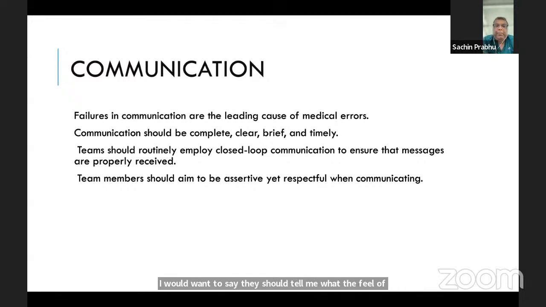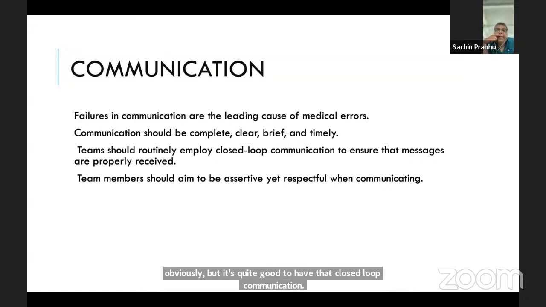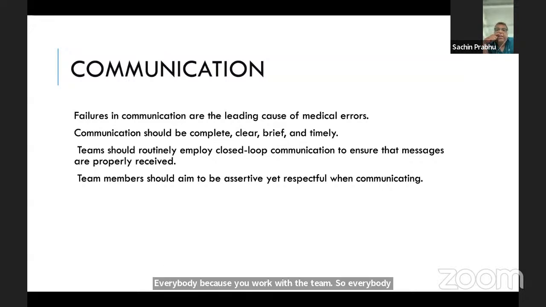Okay, so everybody, because you work with the team, everybody in the theater needs to know what is happening. Team members should aim to be assertive and yet respectful. Again, it comes back to being assertive yet respectful when communicating. Next slide.